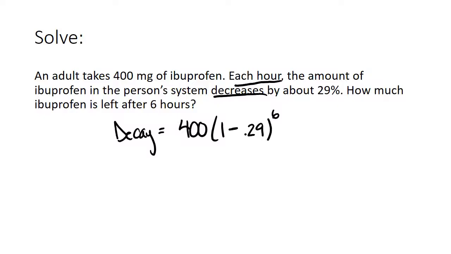So when you plug this into your calculator, keep it in your calculator. You want the most accurate answer possible. So in this case, we end up with approximately 51.24. Label it. What are we talking about? Milligrams of ibuprofen.